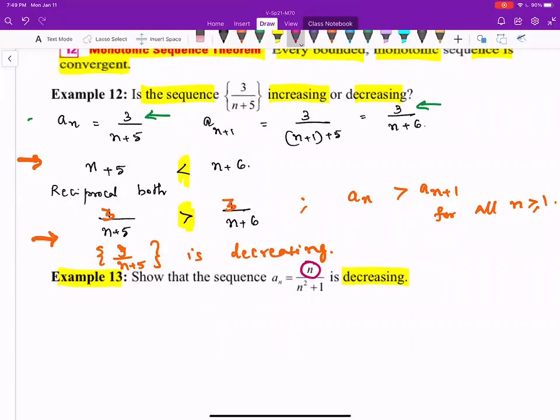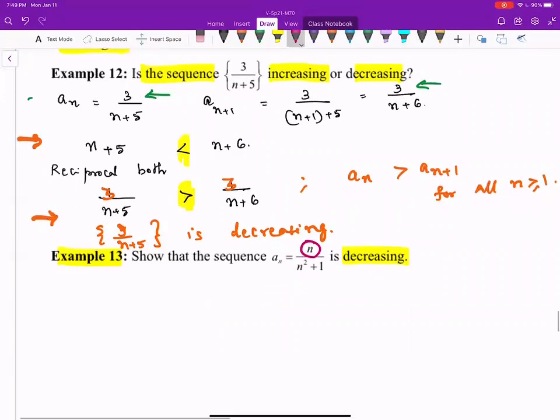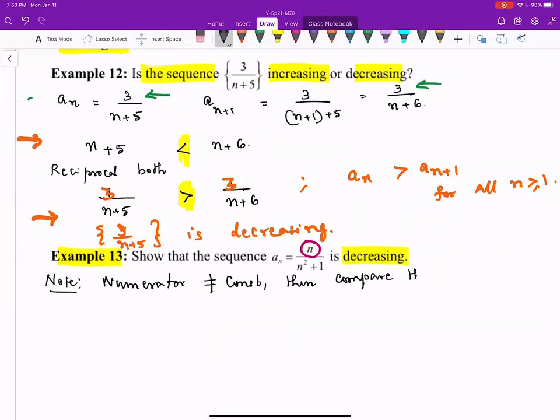So in this case, make a note of this: whenever the numerator is not a constant, then compare the sequence to a related function.